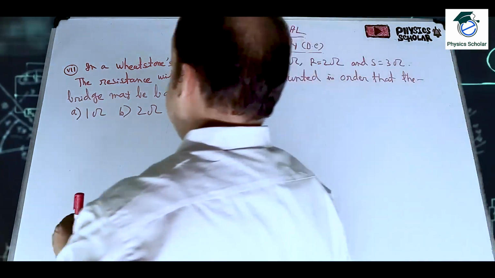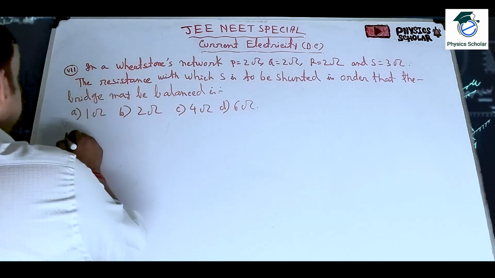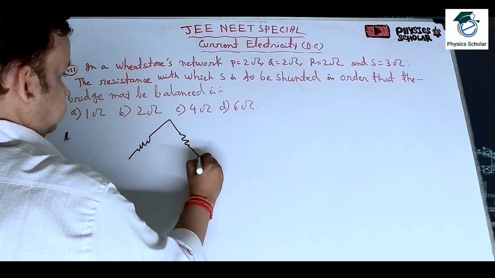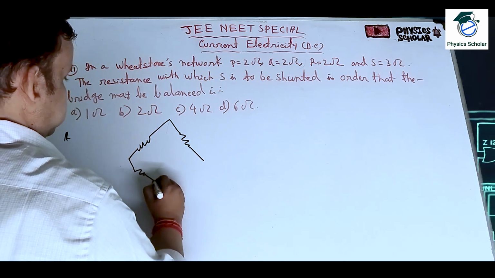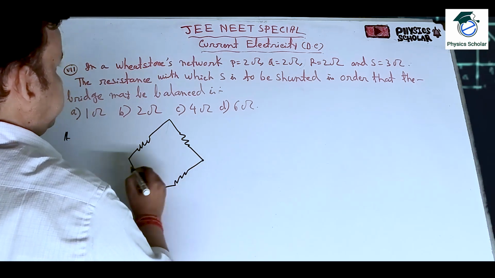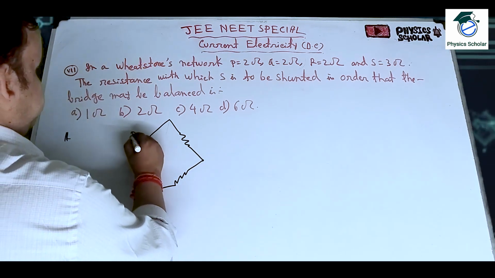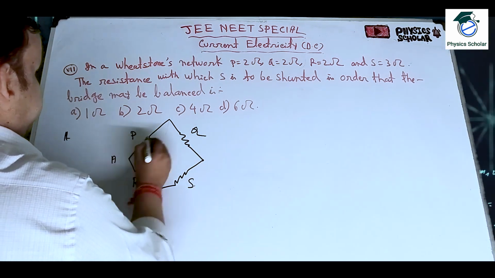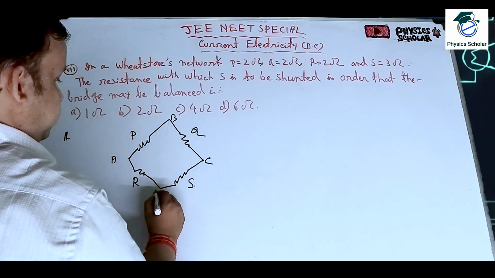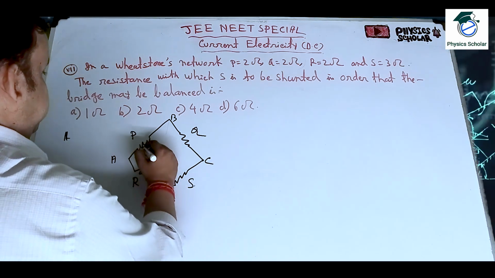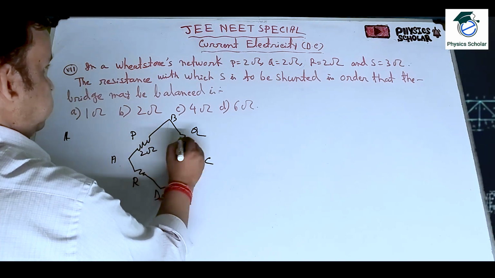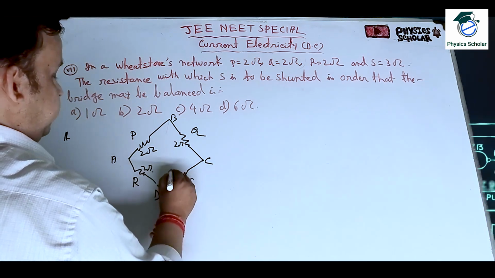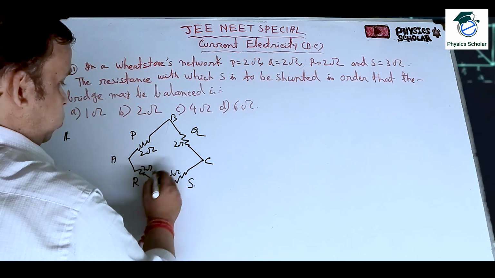Now see, I am drawing a figure for you so that you will understand it properly. So here it is P, Q, R, S. That is A, B, C, D. Now see, it is 2 ohms, it is also 2 ohms, it is also 2 ohms. Here it is 3 ohms. Clear? Now see, it is not balanced.